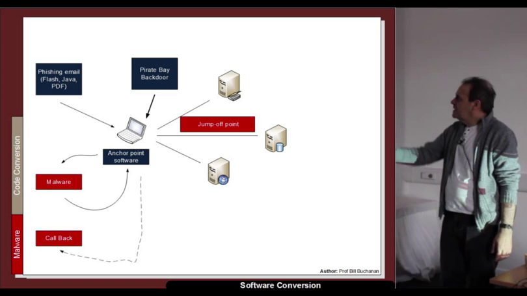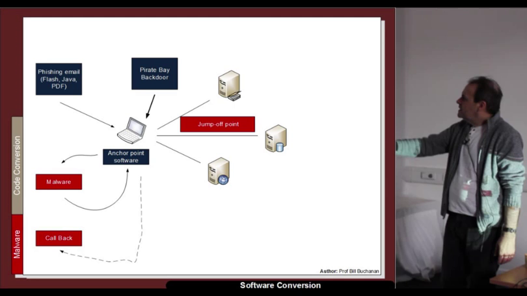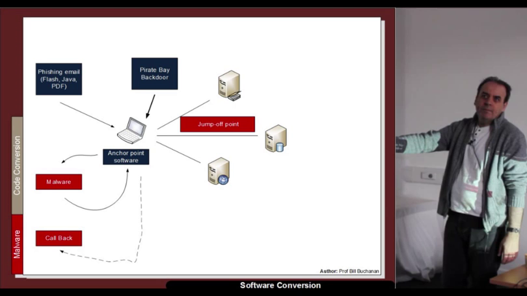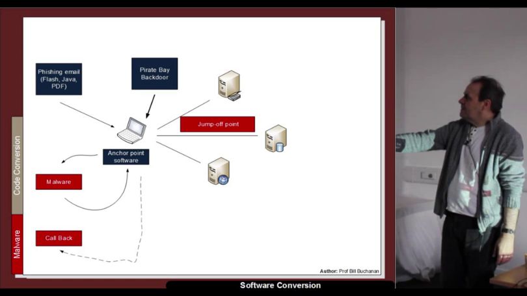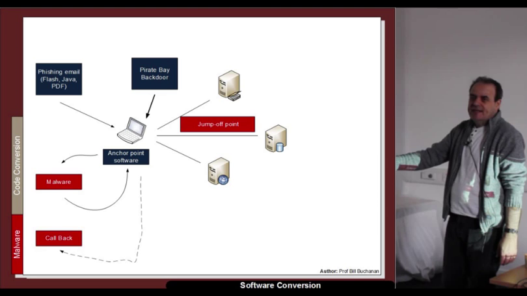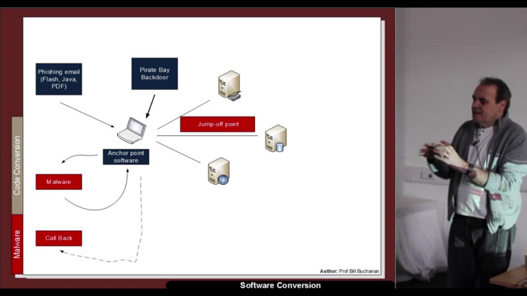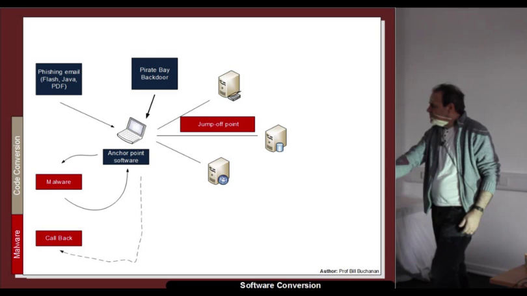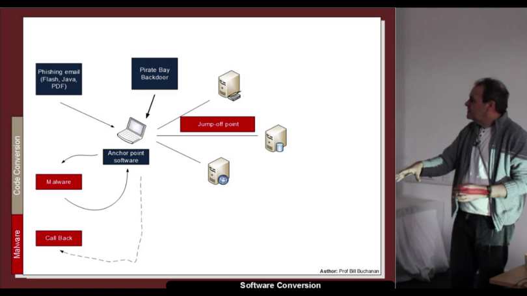The two main methods used to compromise this machine: the first is typically a phishing email. Often, as long as one person clicks on that email and opens the PDF or the Java program or the Flash, if they haven't patched their system, that gives an anchor point for the software. What typically happens with a botnet is that there's then a callback to download the proper malware. The first anchor point is really just a point to download the malware. The malware is then added to the machine and used as a jump-off point.